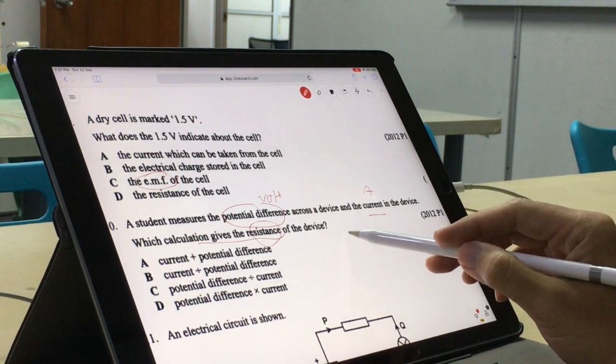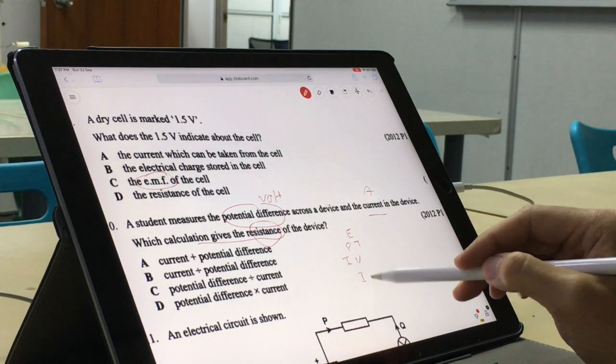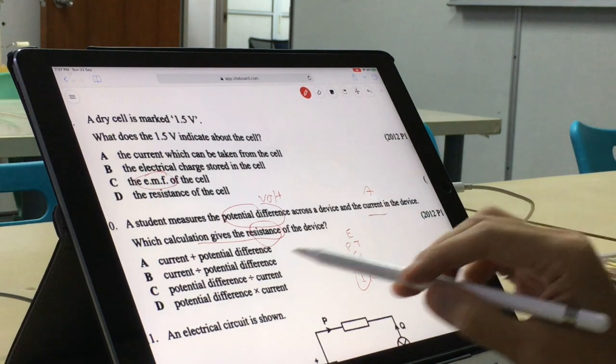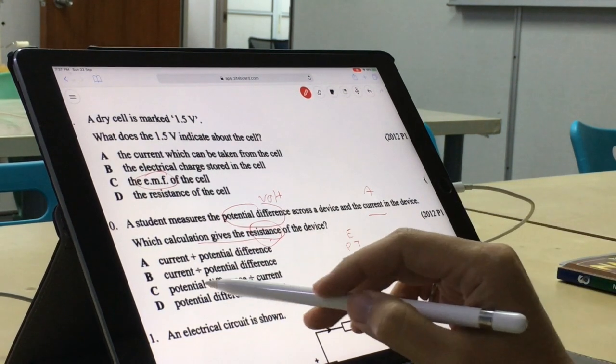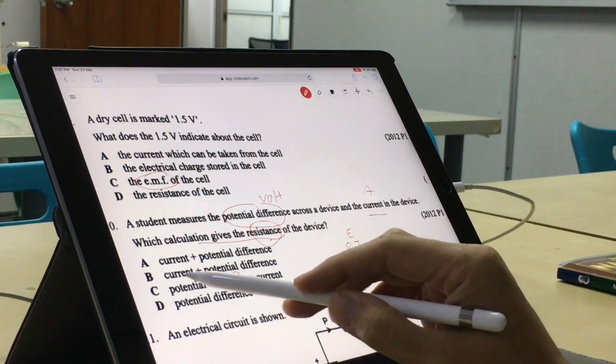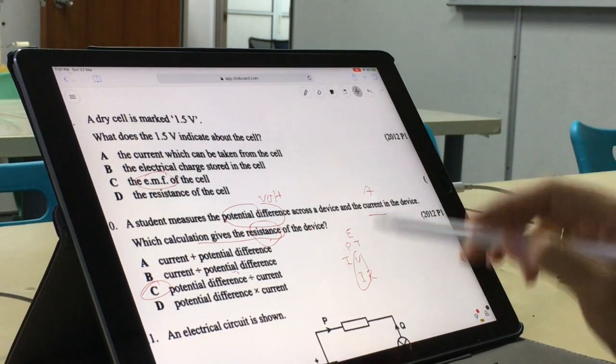So using our triangle, voltage divided by current. So you want to find R, V divided by I. Potential difference divided by current. Yeah, so the answer is C.